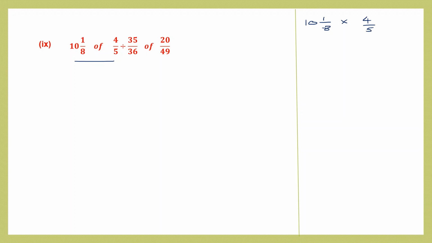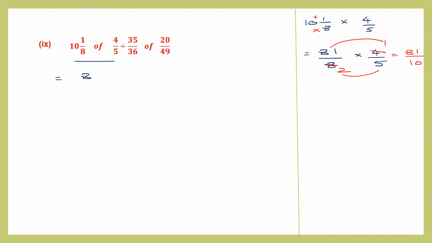Now here we have to convert this. 8 into 10 is 80 plus 1 is 81. So this becomes 81 by 8 into 4 by 5. So here we can cancel 4 and 8. 4 ones are 4 and 4 twos are 8. Let's multiply the numerators. 81 into 1 is 81 and the denominators 2 into 5 is 10. So here we have 81 by 10.